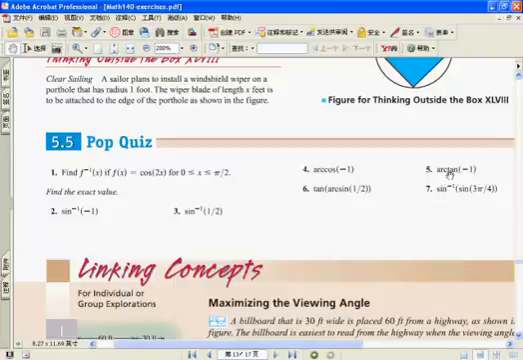Now, arctangent of negative 1 is equal to negative pi over 4, right? So there are several special angles: pi over 4, pi over 3, pi over 6, right?